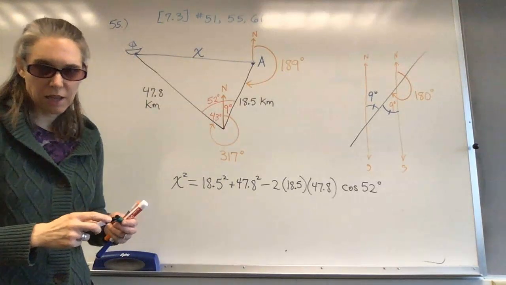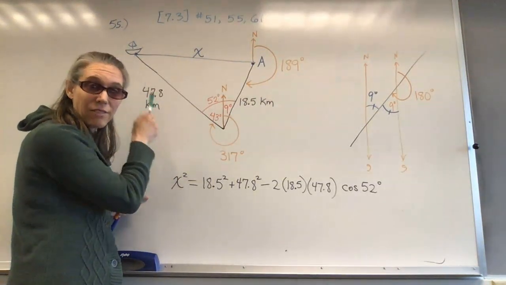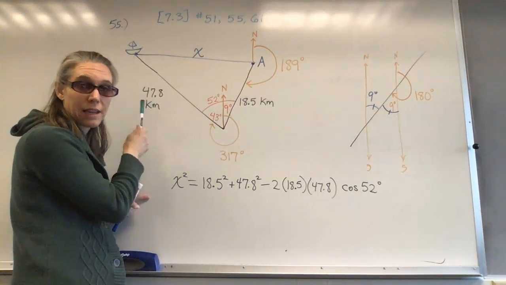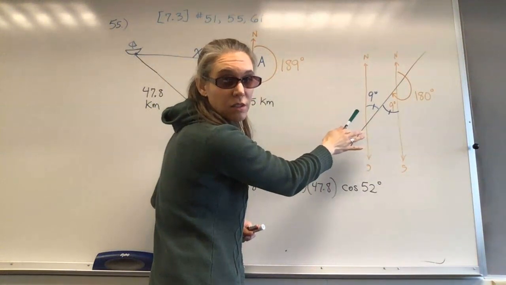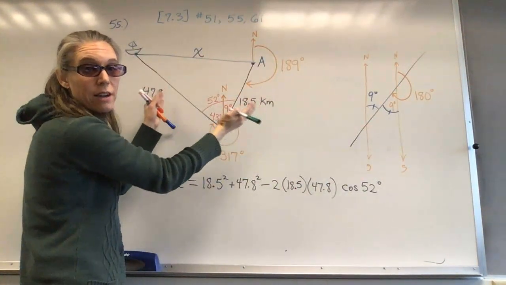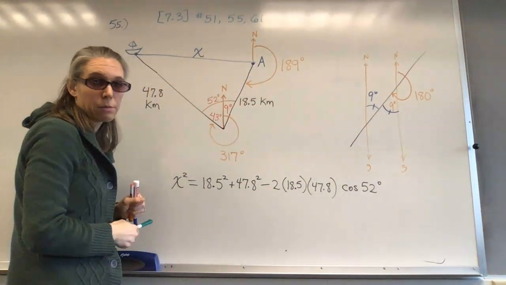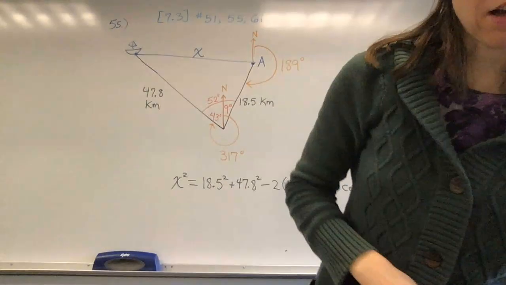But let me reiterate again. Other than this equation, you must have a fully labeled diagram. Drawing this over here was just to help you see the alternate interior angles. This one is not required, but the fully labeled diagram is always required for these types of problems in addition to the equation. So now you can type all that into the calculator.